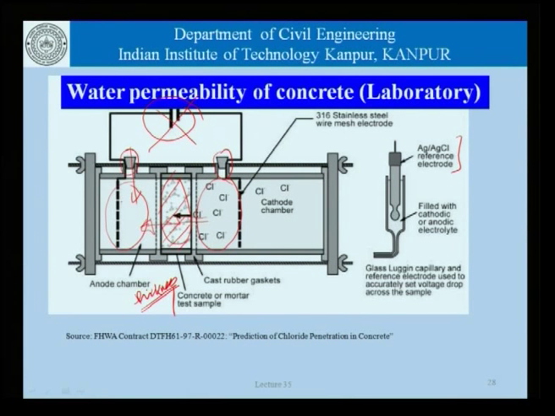And once we know the concentration of chlorides in that chamber and we know the volume of the water or whatever we are using in that chamber, we know the area of the concrete through which the chlorides are diffusing, the time that is taking, and the thickness of the concrete sample. This information is enough for us to be able to estimate or calculate the permeability of concrete, or the chloride permeability of concrete.